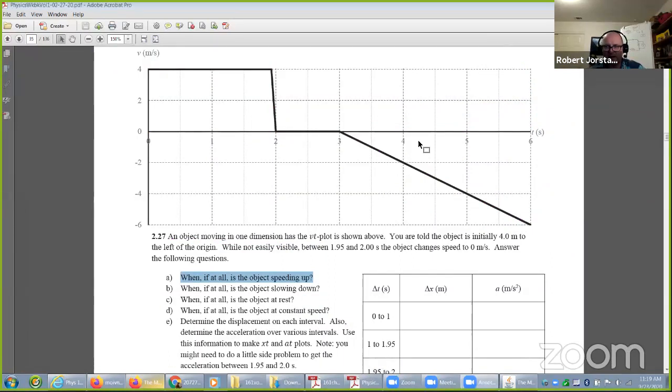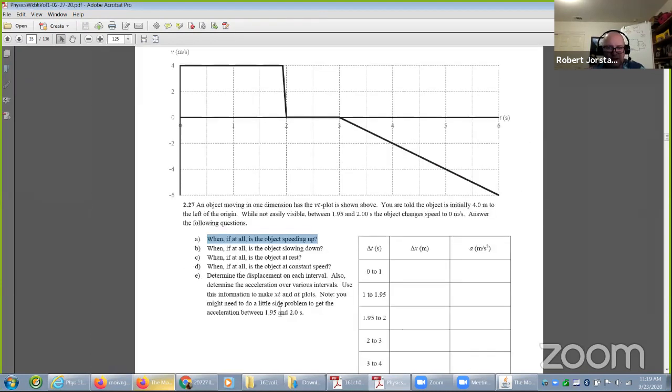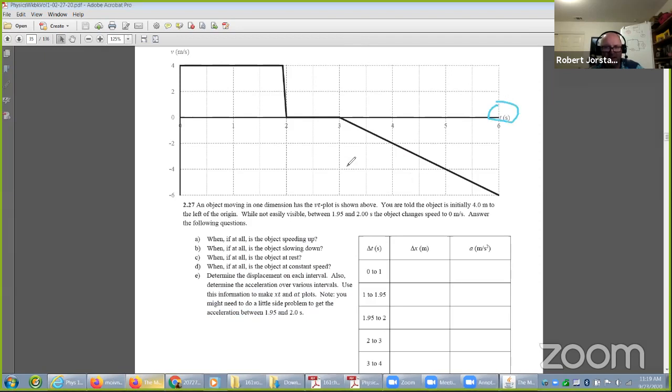So now I think, let me zoom out just a little bit more. Now we're ready to tackle this part here. Determine the displacement on each interval. Before we do that, somebody remind me, how do you get displacement from this type of plot? Again, let's focus on what type of plot first. We have a T here and a V up there. We have a VT plot, right? So how do you get displacement on a VT plot?